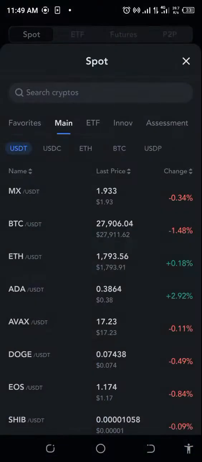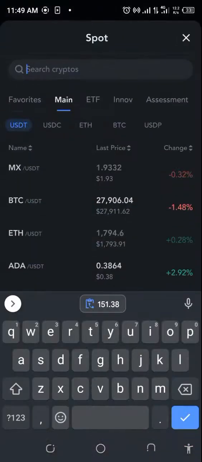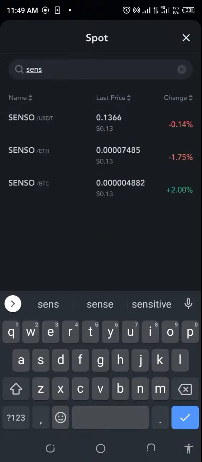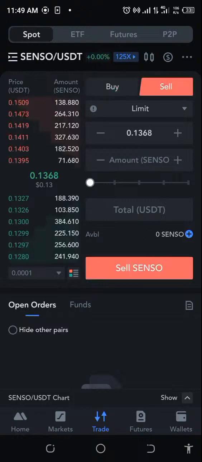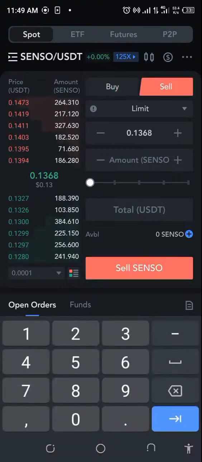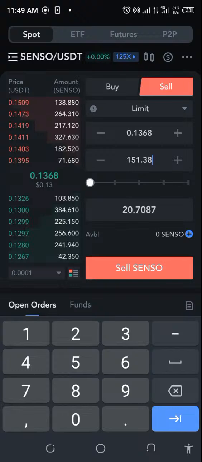Cut that. Here you go to Senso USDT. And then we sell. Okay. Wow, looks good. Looks good. Let's try this out. Okay.